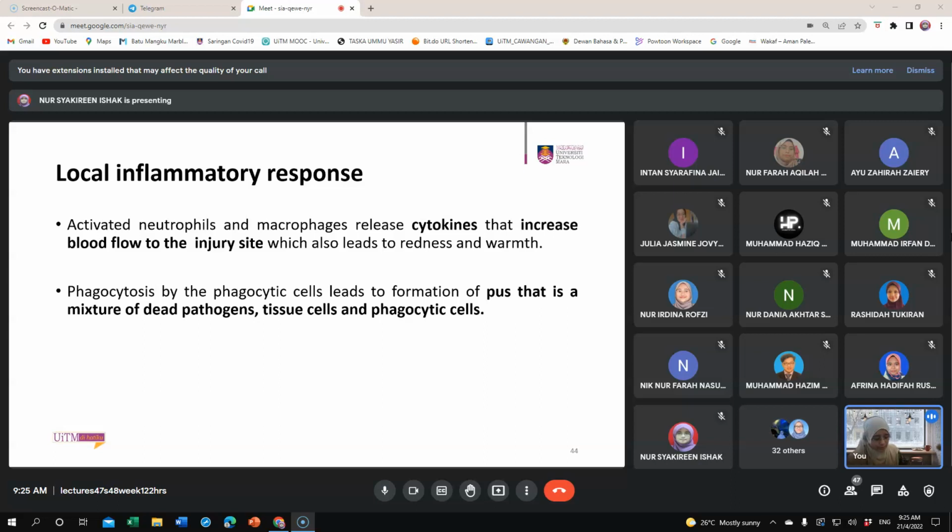It says here activated neutrophil and macrophage release cytokines. Okay, so these are the signaling molecules. Signaling molecules from neutrophil and also macrophage increase blood flow to the injury site, which leads to redness and warmth. So ada dua punca chemical molecule lah. Satu tadi histamine daripada mast cell. Second adalah cytokine daripada neutrophil and also macrophage. So these two chemical molecules will bring more blood to the injury site. Tapi histamine tadi yang akan menyebabkan vasodilation.